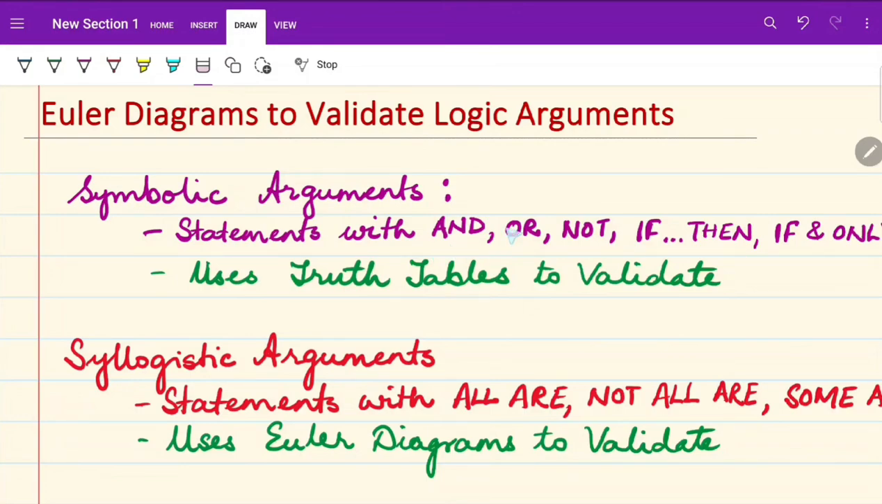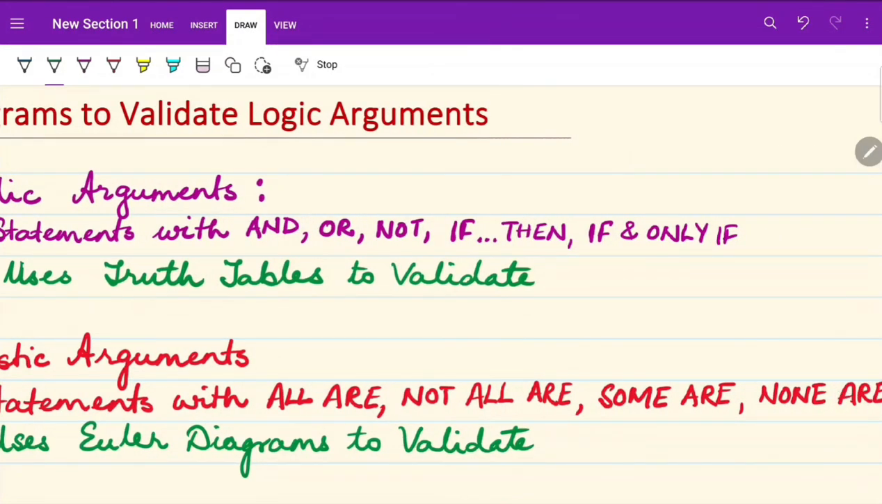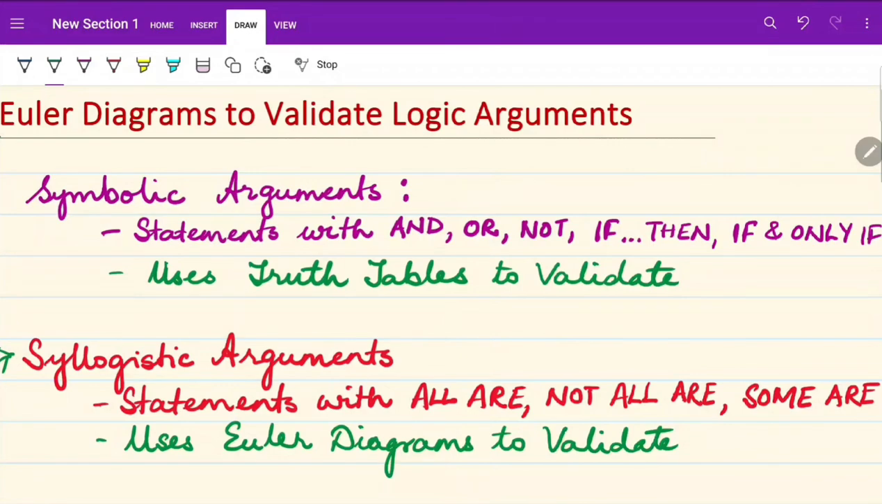And in order to validate such arguments, we had to build truth tables and then use the truth values to come to a decision whether the arguments were valid or a fallacy. Euler diagrams, on the other hand, work with a special group of arguments called syllogistic arguments. Syllogistic arguments have statements with words or phrases such as all are, not all are, some are, none are, and so on. And in order to validate syllogistic arguments, we use the Euler diagrams.